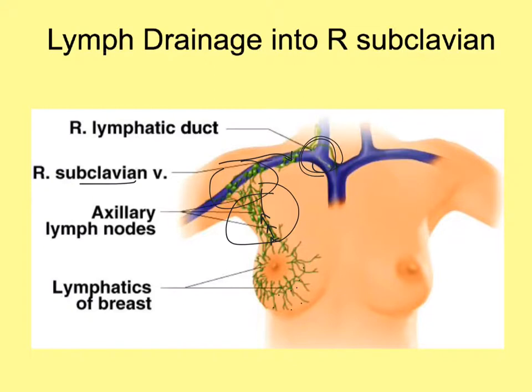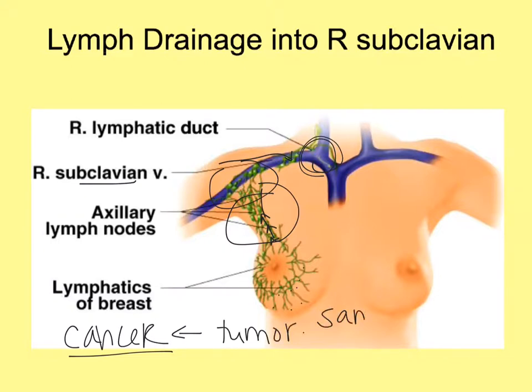Now, why did I put this picture here? So most people, when they hear someone with cancer, what they talk about is when they remove a tumor, right, they take a sample of the lymph nodes. They sample the nodes and they biopsy them, and they look for cancer cells.